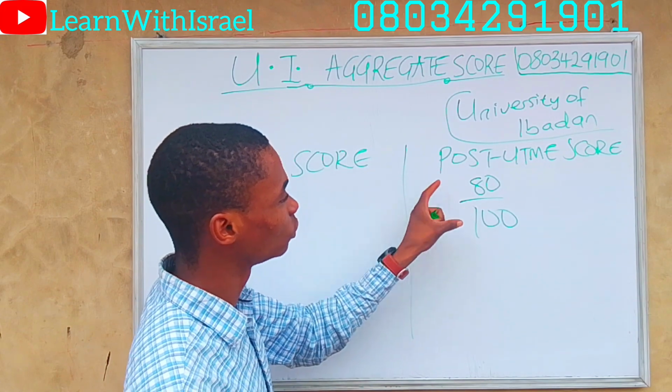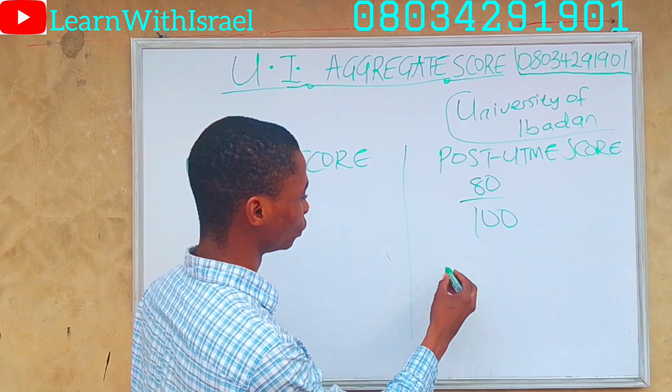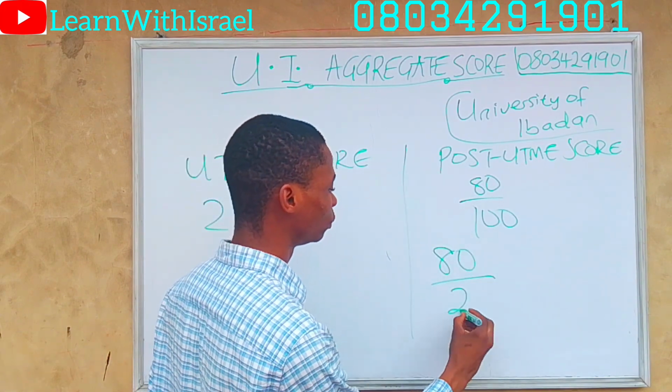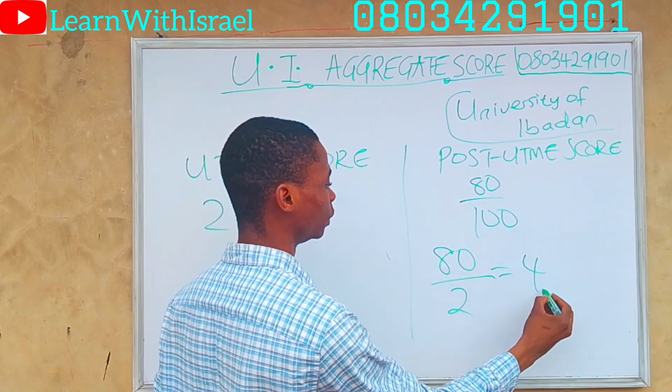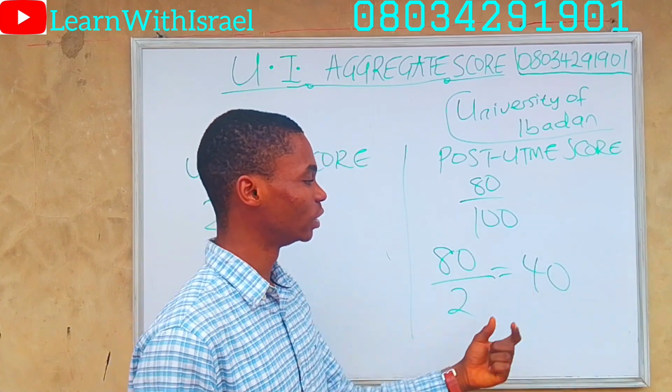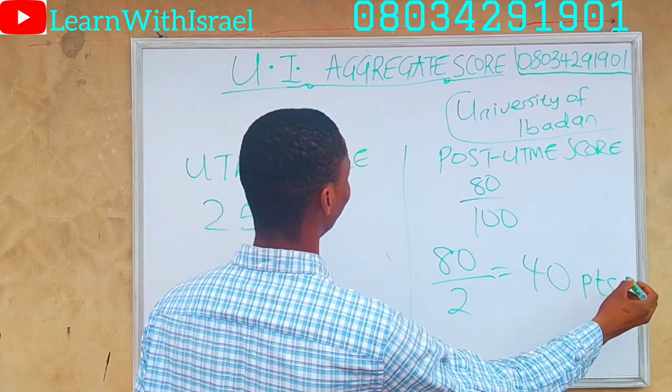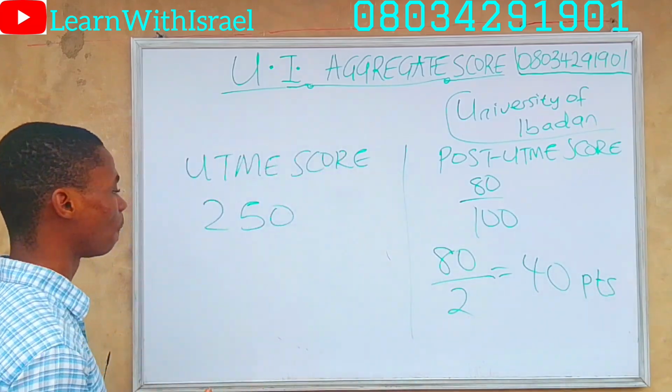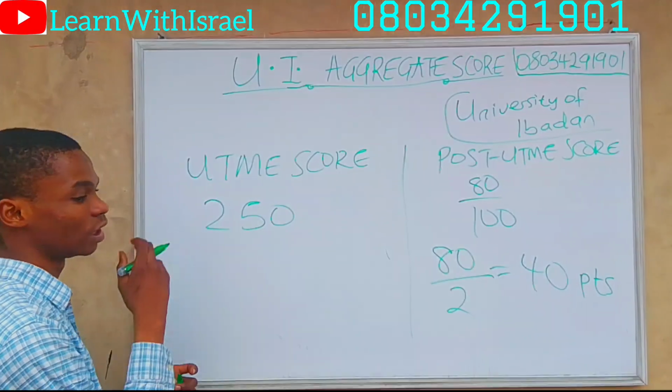You divide your Post UTME score by 2. So 80 divided by 2, which will give us 40. So your Post UTME point is 40. So back to UTME score. How do you calculate your UTME score?